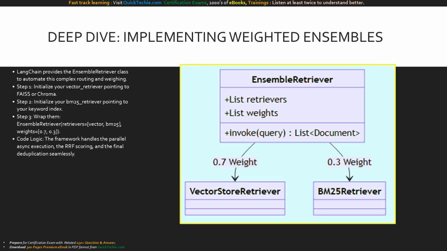Let's look at how to implement this in code. Writing an RRF algorithm from scratch with parallel async execution is difficult. Fortunately, LangChain provides the EnsembleRetriever class. The implementation is incredibly elegant.